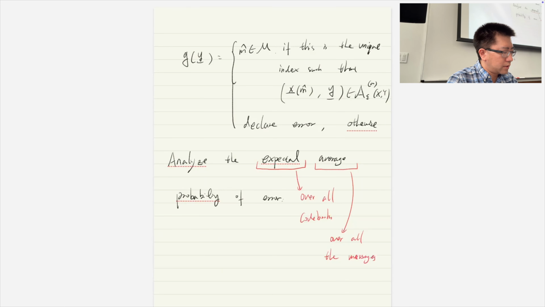Then we start computing the expected average error probability. The expected here means that we're going to do the ensemble average over all the realizations of the codebook. Expected here means average over all the codebooks, and the average here means average over all the messages.